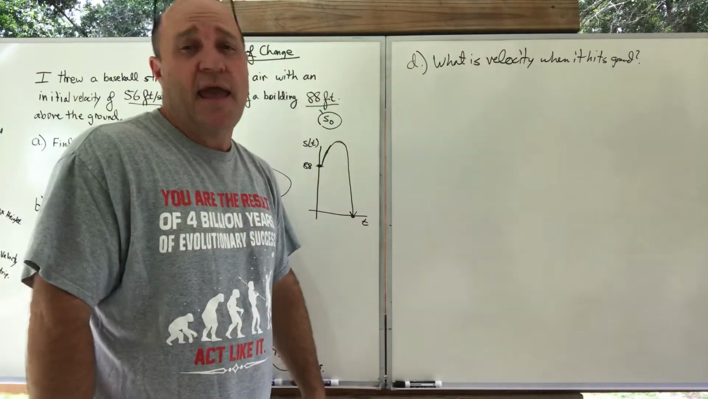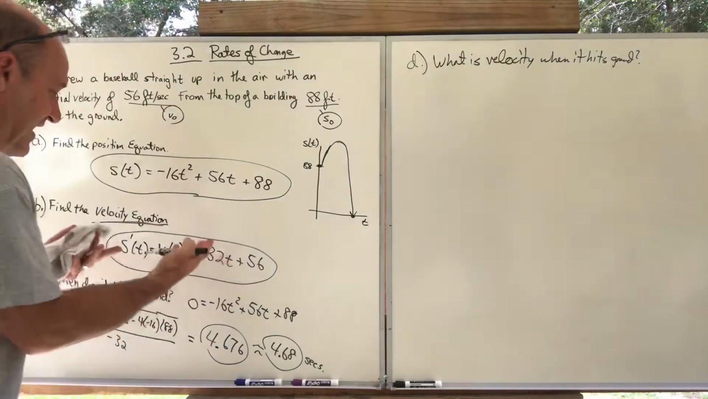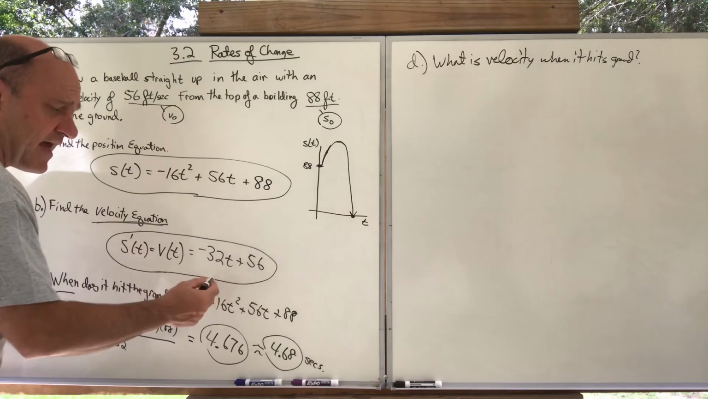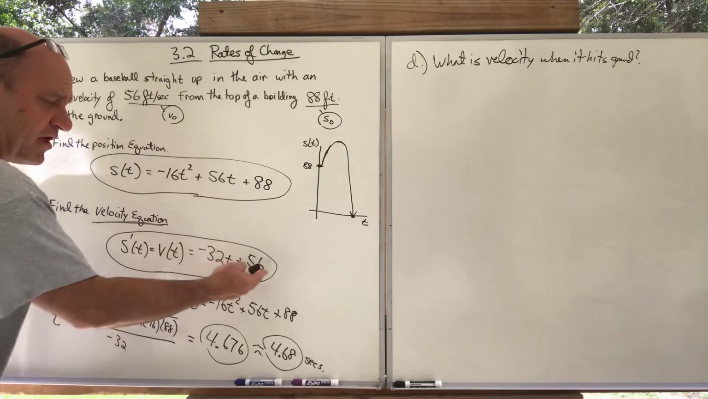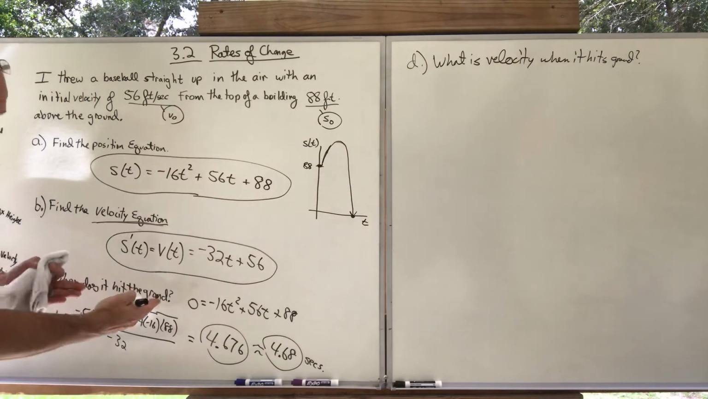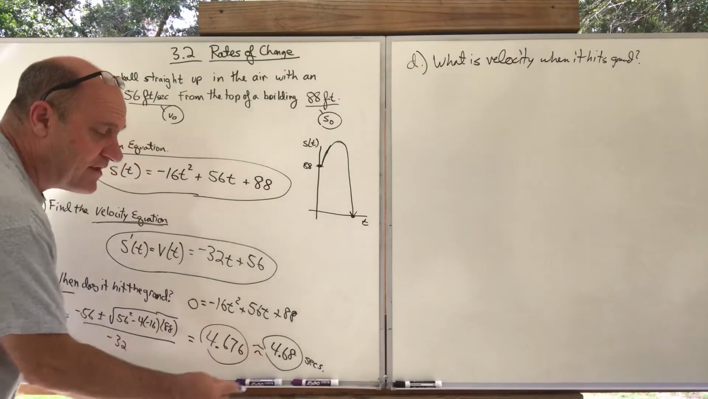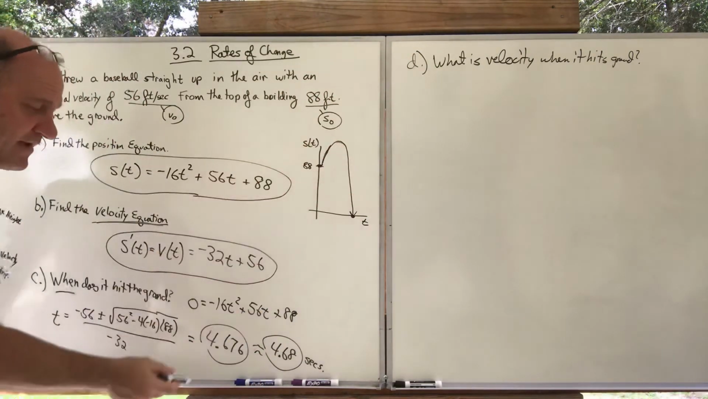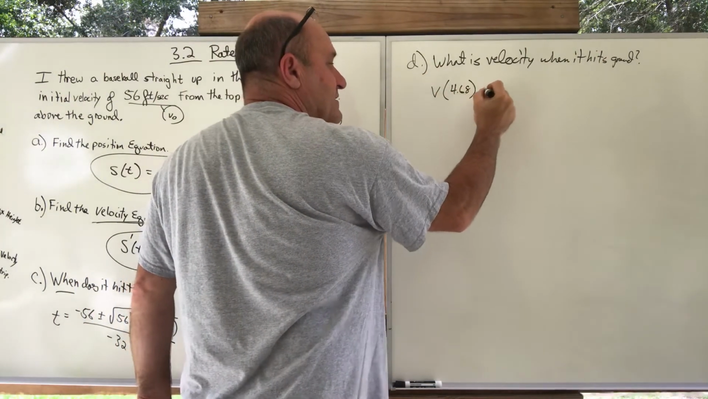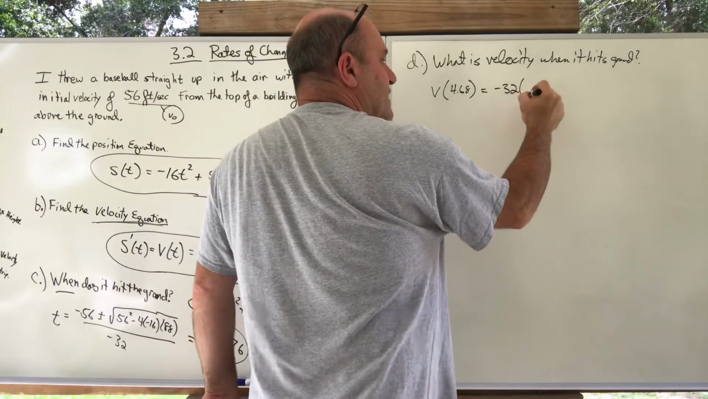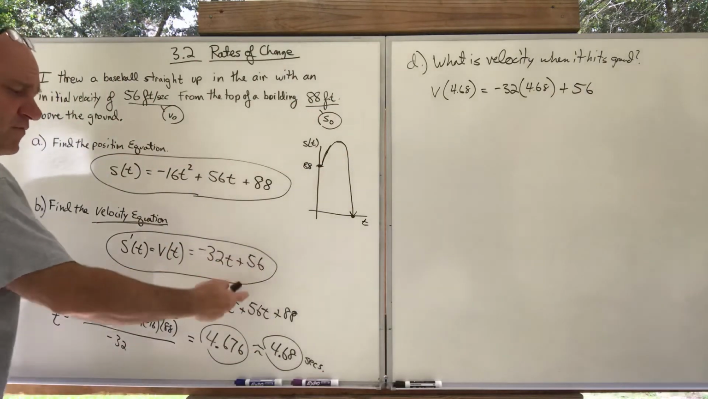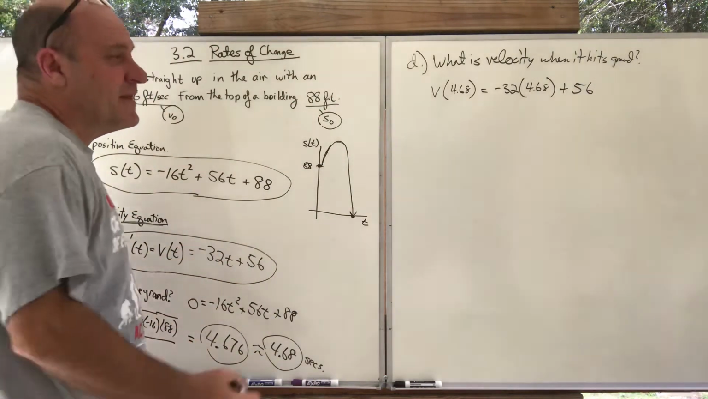What's its velocity? And do I have a velocity formula? Yes, I do. That's this. That's the derivative of the position formula. And so all I need is a time. If I can find a time to plug in, I can get the velocity at any particular time. Well, the previous question said, when does it hit the ground? This is the time it takes to hit the ground. If I want the velocity when it hits the ground, I need this time. So this is pretty easy. I want the velocity at 4.68 seconds. So it's negative 32 times the 4.68 plus the 56. It's this formula with the 4.68 plugged in. Easy, and you should try that.